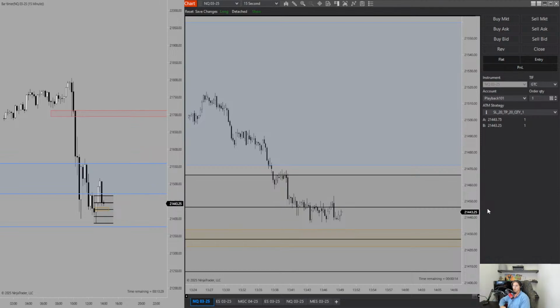The name of the game, or the saying in the options market, is that the winners are always selling premium, because how options are priced is based off of implied volatility, and generally the market prices in higher volatility than is actually realized, and the volatility increases the premium. So usually if you're a net seller, you're selling options, you're selling that premium.